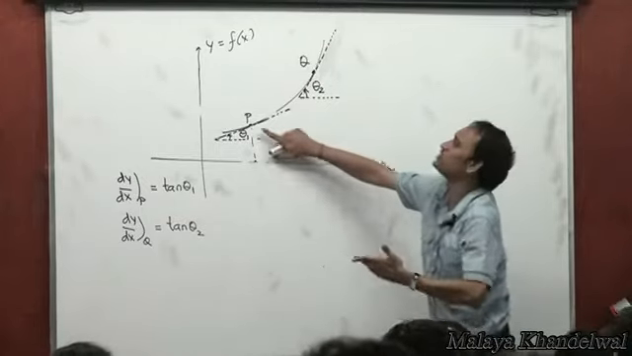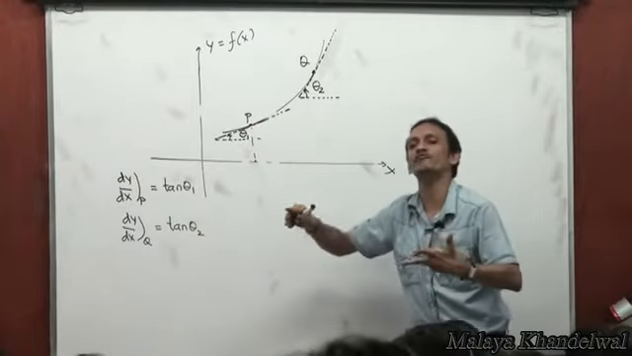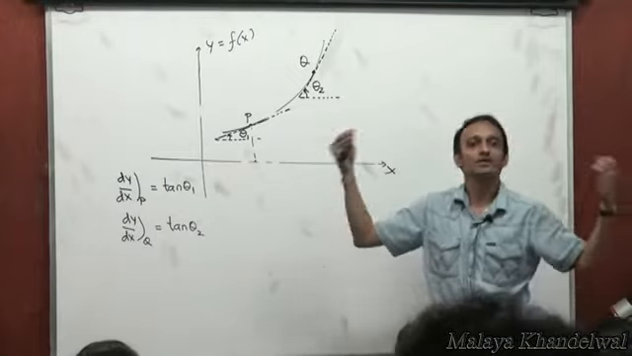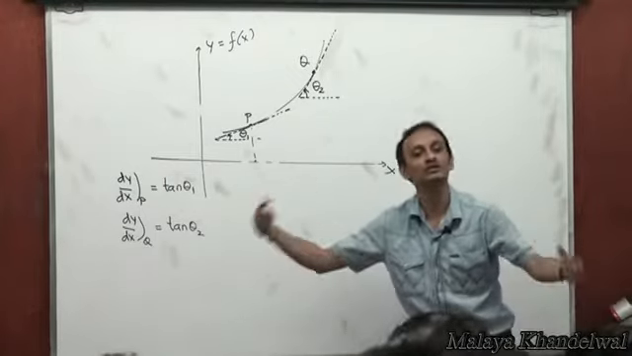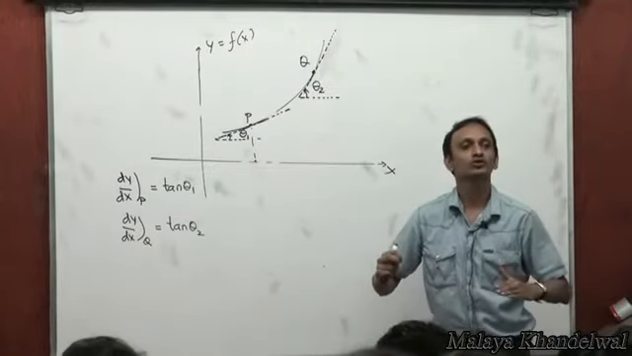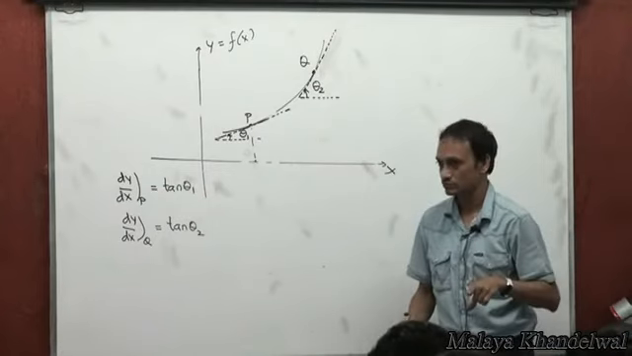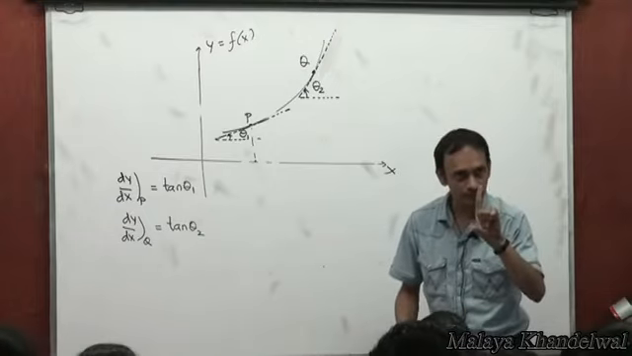The slope of the tangent at P is commonly referred to as the slope of the graph at P, or the slope of the function at P. Sometimes if I say slope of the graph at P, it would mean the slope of the corresponding tangent at P. That is the implication. Clear? Are you messed up or are you fine? Okay.